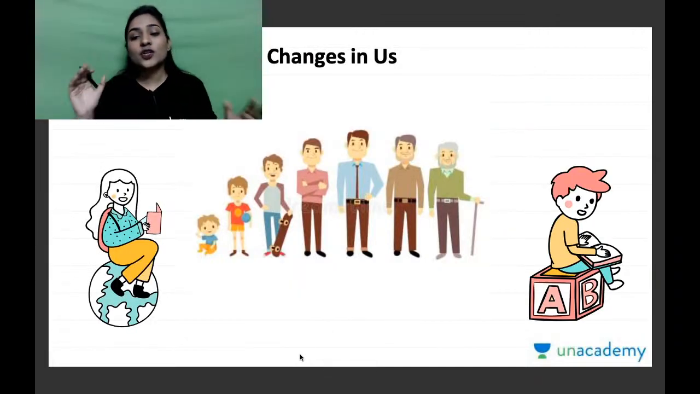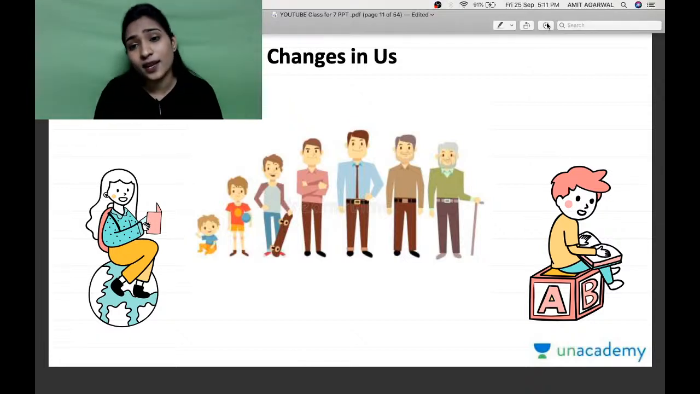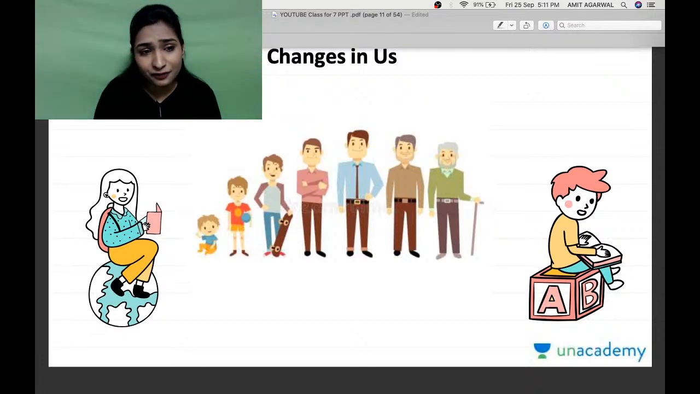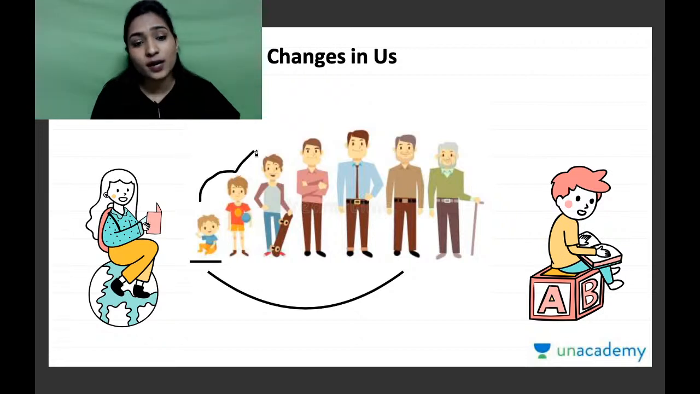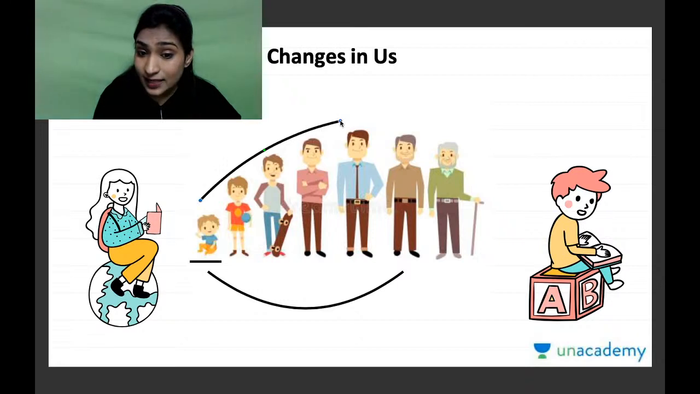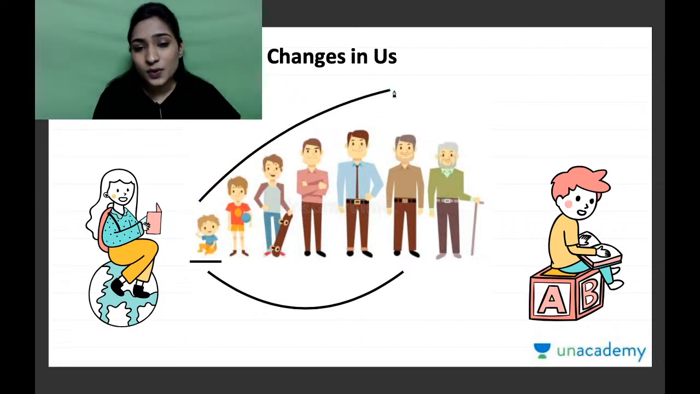Okay, so let's start with the topic for today, physical and chemical changes. So there are a lot of changes in us. In us, I'm talking about ourselves. First, we are born like a baby, like an infant, right? But slowly, so many changes happen in our bodies as well. From the infant, we grow up to a kid, then an adolescent, then an adult, and finally, we start getting old, like this old man.